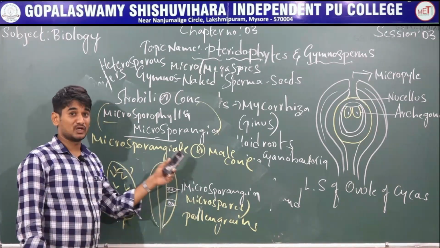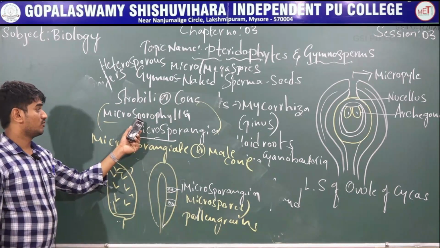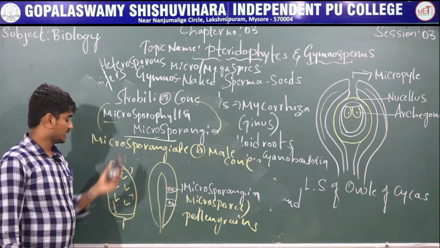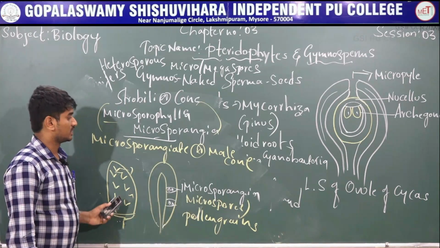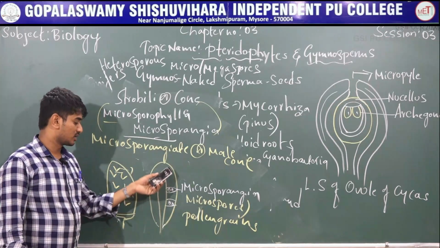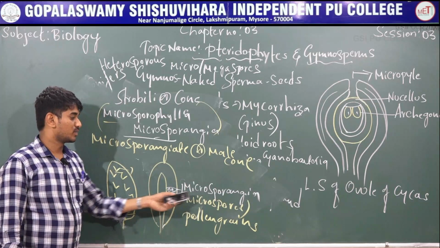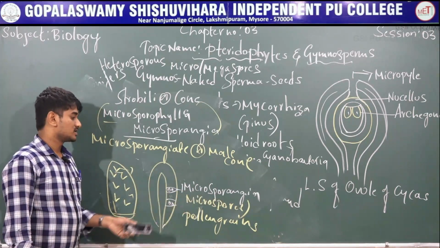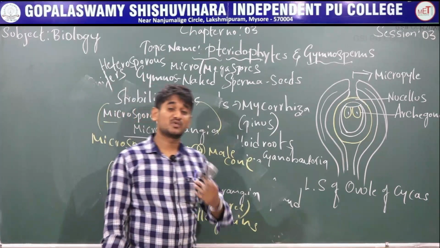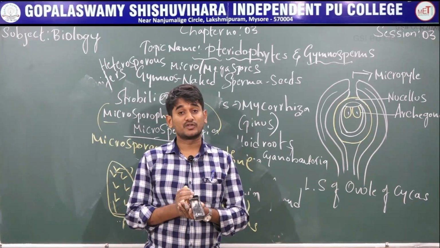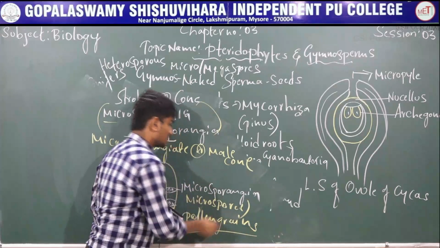We call it microsporangiate, and we also call it male cone. In this male cone there are a number of microsporophylls. See, this is called male cone. Taking one microsporophyll, we can observe within it the presence of a number of microsporangia. Within the microsporangia there is presence of microspore mother cell, that microspore mother cell undergoes meiosis to produce microspores, also called pollen grains.